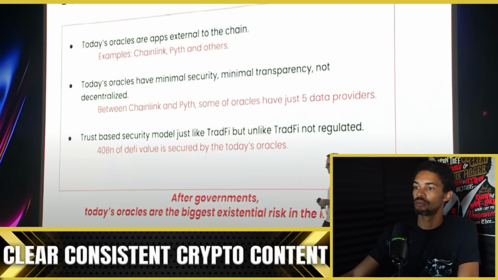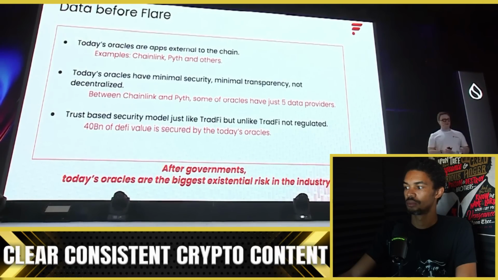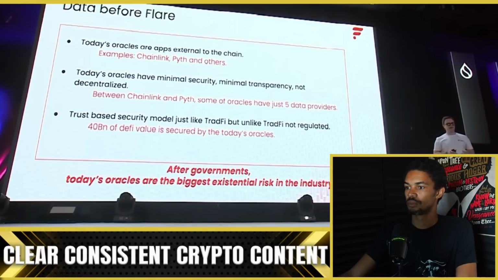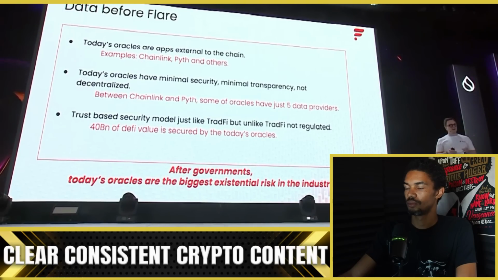So to summarize, data before Flare: oracles are applications that are external to the chain, like Chainlink or Pyth. They have minimal security guarantees. They're often not very transparent. Try to figure out what is securing your Chainlink nodes. That is quite a challenge. There's really almost no information publicly available about that.